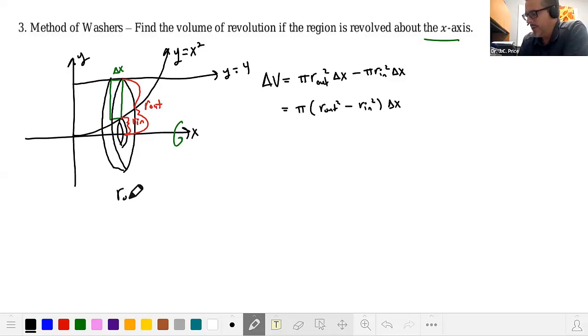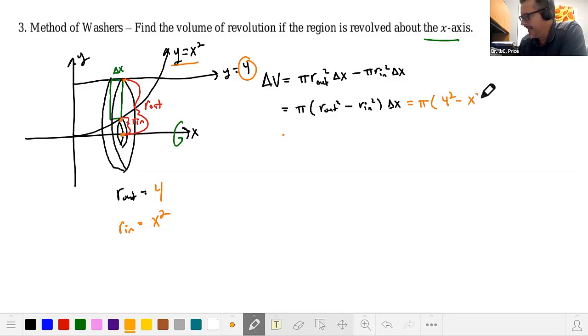And so we need to find these. So notice, what's R out here? R out is just the height basically from here up to here. And it's always the same. It's always height 4. So R out is just 4. Whereas R in, it's the height from here right to there on our graph. And so that's just y, and that's just x squared. And so this will be equal to pi times 4 squared minus x squared, quantity squared, and then delta x.